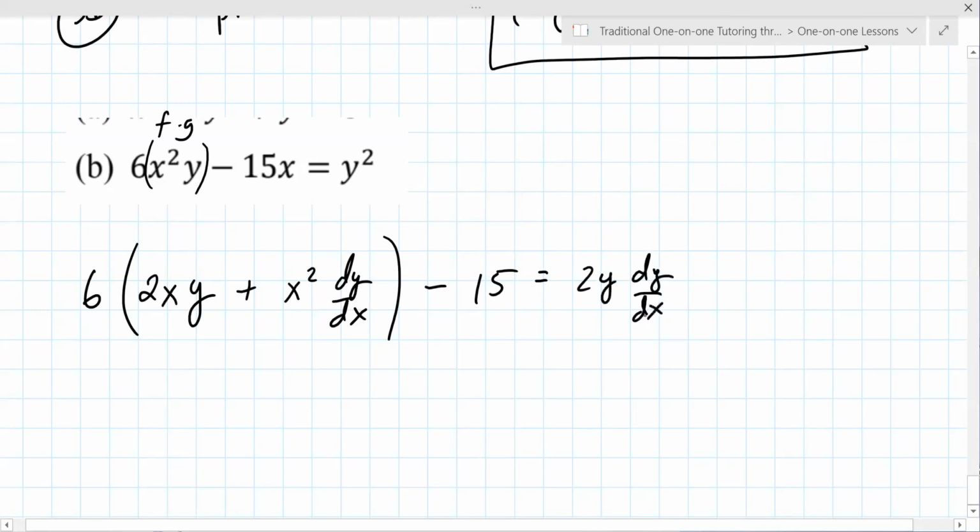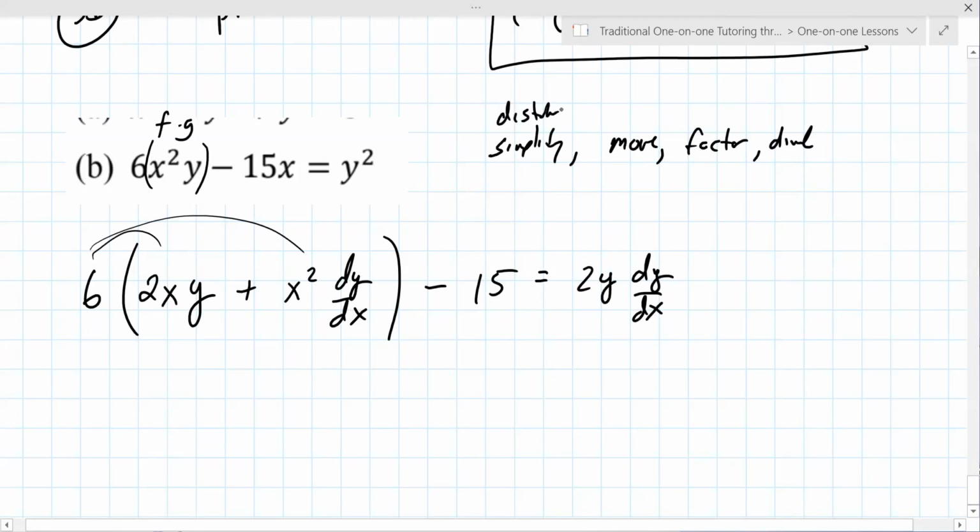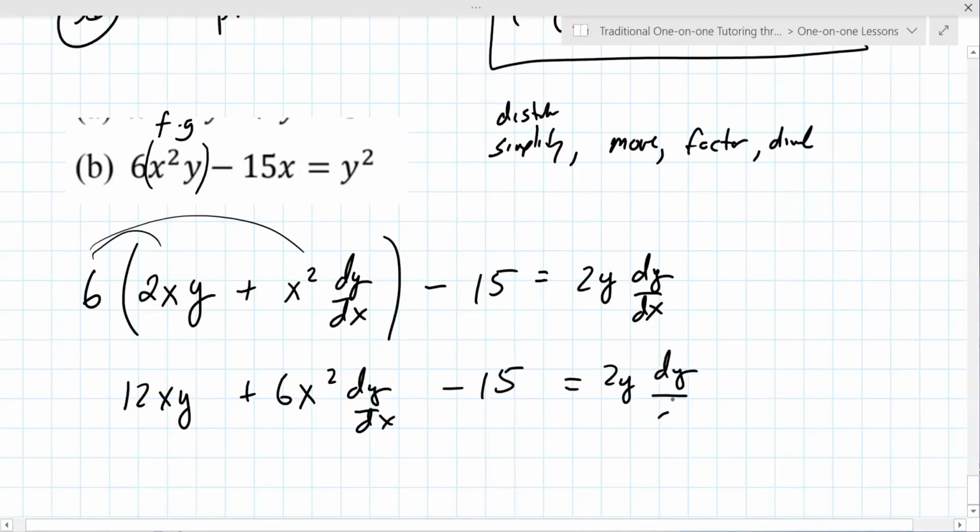Now, doing it the way I showed you here, you do have to distribute this in. And so that, like I said before, it's move, factor, divide. There's actually a simplify or distribute step before you can move things around. But this is 12xy plus 6x squared dy/dx minus 15 equals 2y dy/dx.